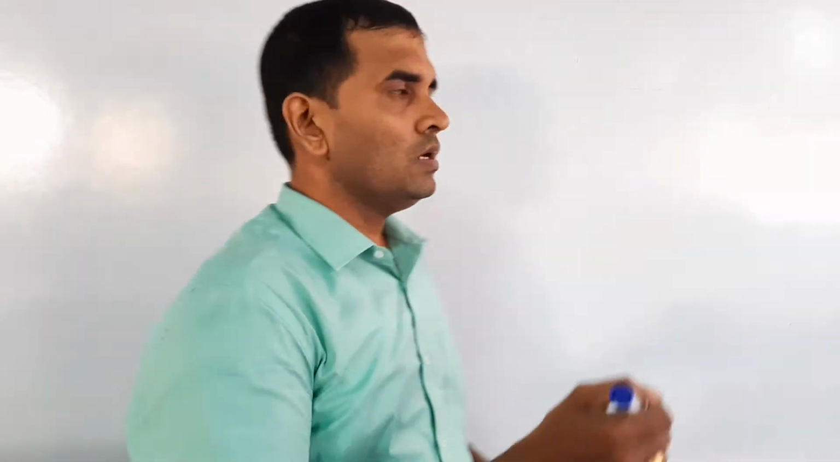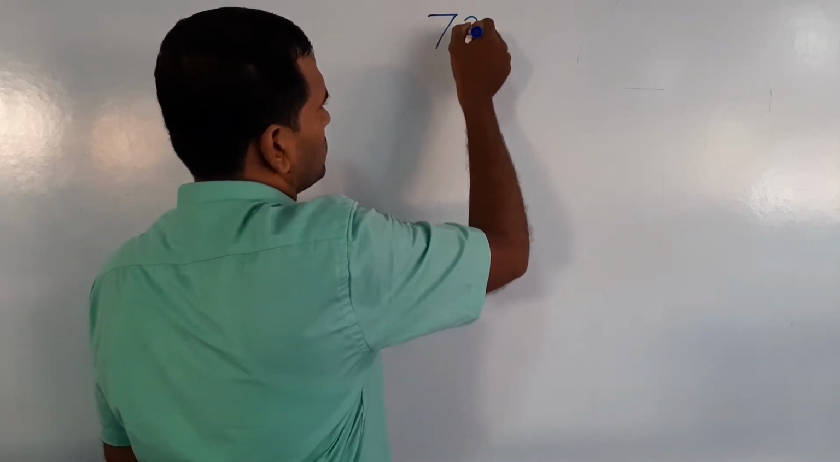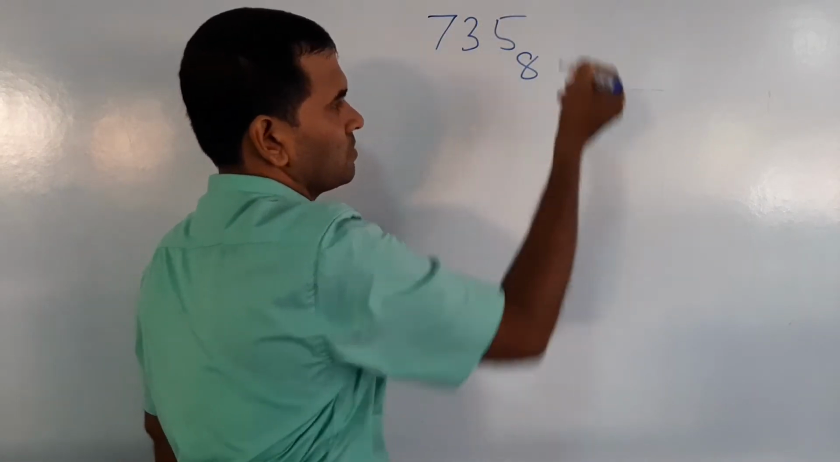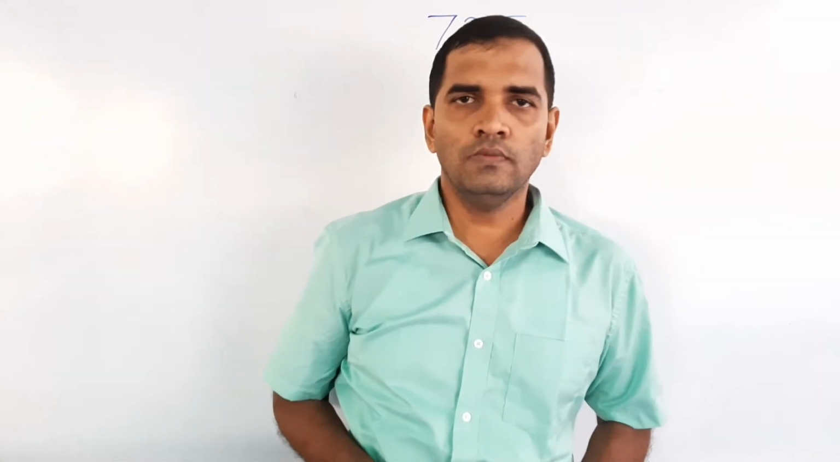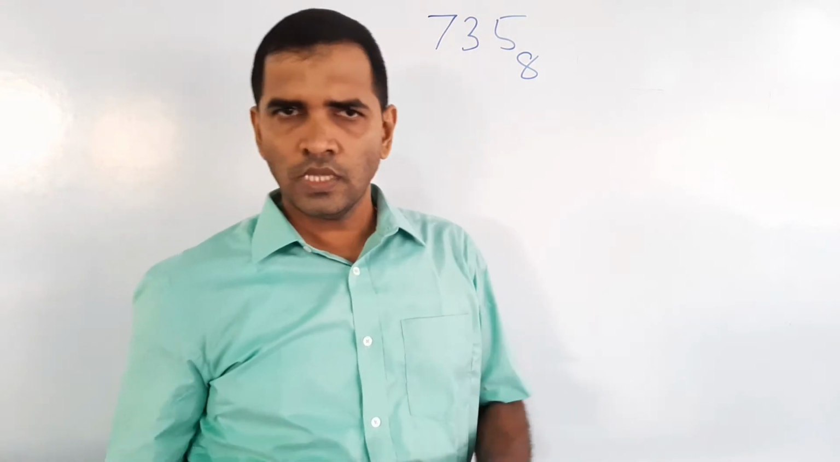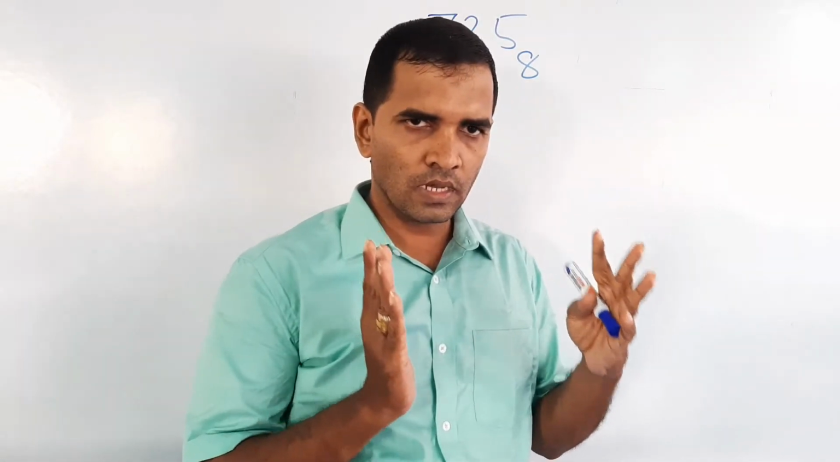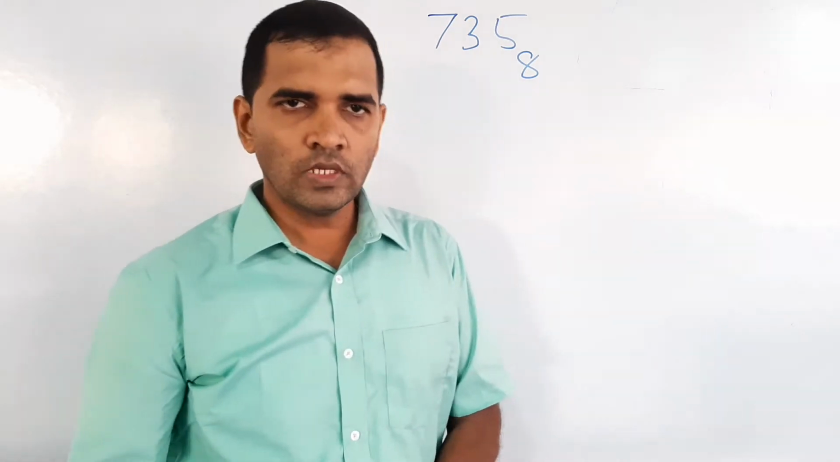Right, so here I will write another example. Let's write 735 base 8. It's an octal number. You have 3 digits. Any number of digits is possible, but I have a number with 3 digits.